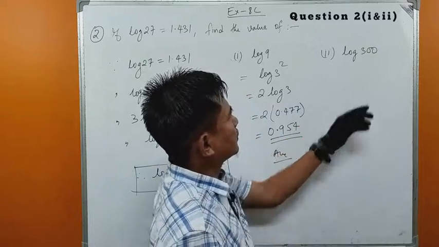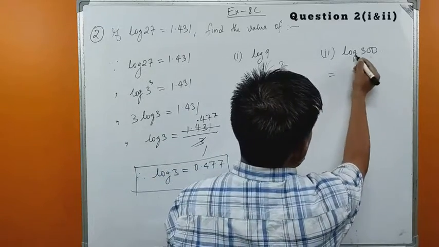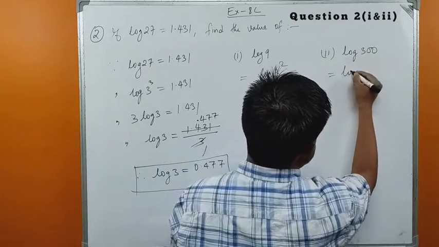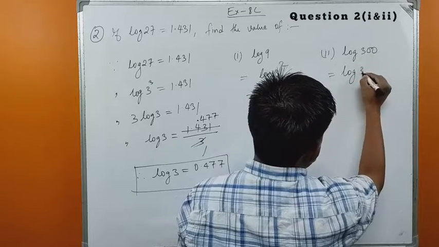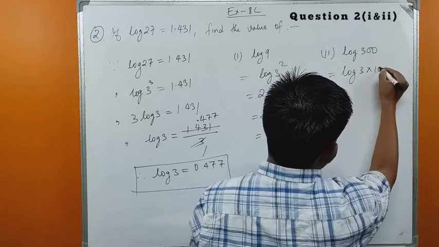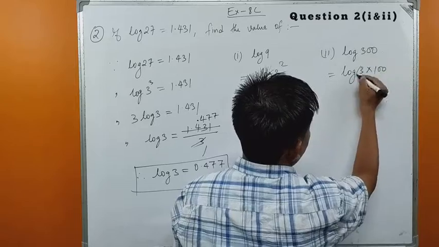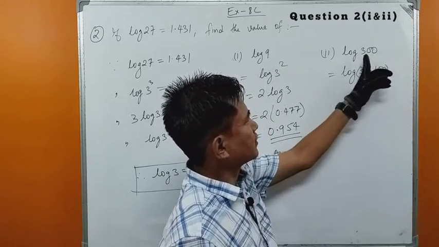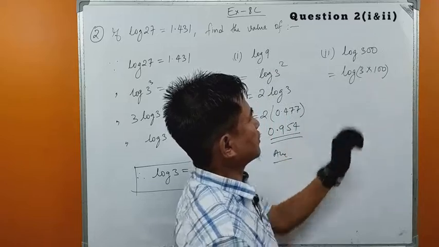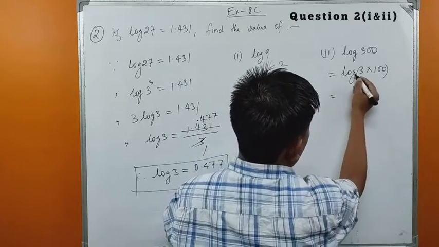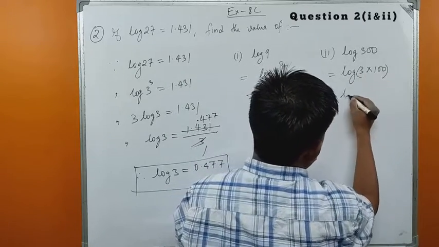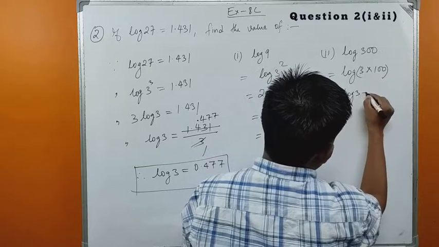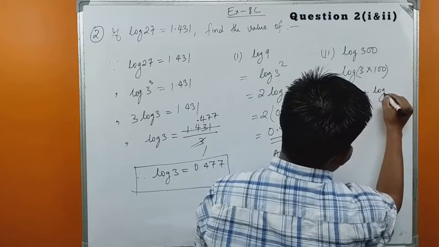Now let us solve this. So this is log 300, isn't it? This means log 3 into 100. 3 into 100 gives us 300. So log m into n means log m plus log n.